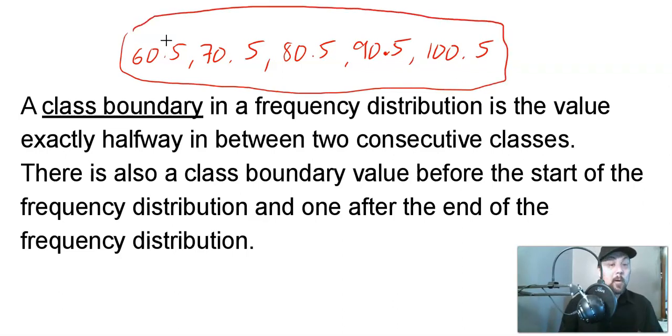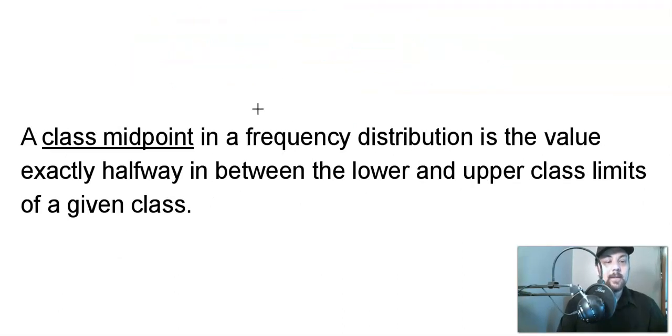All right, and then there's one more thing for us to calculate. So hopefully we can find some way to squeeze it on that screen, and then we'll put the answer over here. And this is called the class midpoint. A class midpoint in a frequency distribution is the value exactly halfway in between the lower and upper class limits of a given class. So it's the number exactly in the middle of a class. And again, sometimes you'll be able to just figure it out by looking at it. Other times you'll want to calculate it.